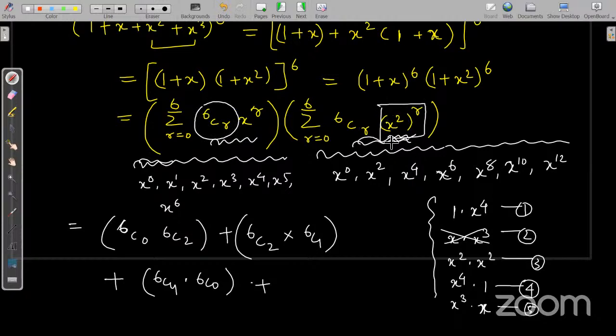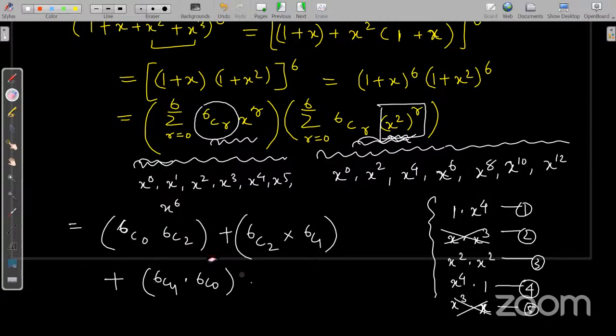It is not possible for any values of r. X square to the power r becomes x. So it is not possible for any non-negative integer values of r. It is not possible for x square to the power r to be x. So this is not a case also. So these 3 cases we are getting actually.